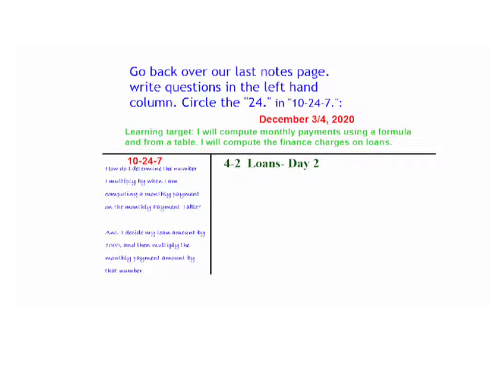Once you get a question in there, circle your 24, and hopefully your 10 is already circled, and proceed to the next slide. Remember, you can stop this video at any time and then restart when you're ready for the next thing.